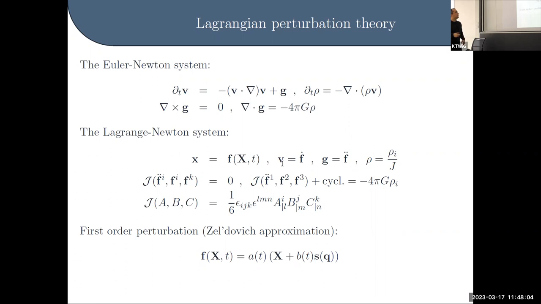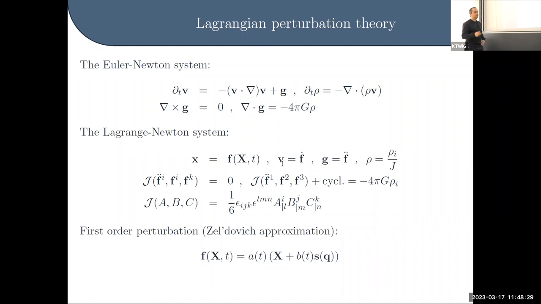So this is a standard Newtonian set of equations which describes a cosmological fluid. We have an Euler equation, a continuity equation, and the fact that our gravitational field is rotation free and its divergence is given by the density. In the usual standard Newtonian perturbation theory, we have to perturb density and velocity. So these are two independent variables.